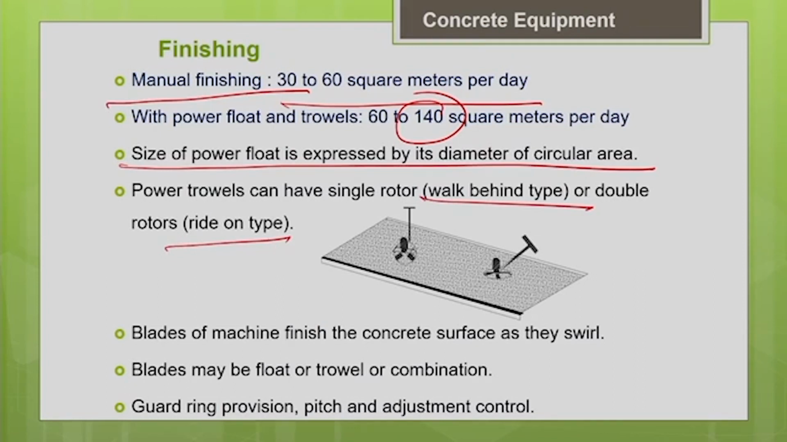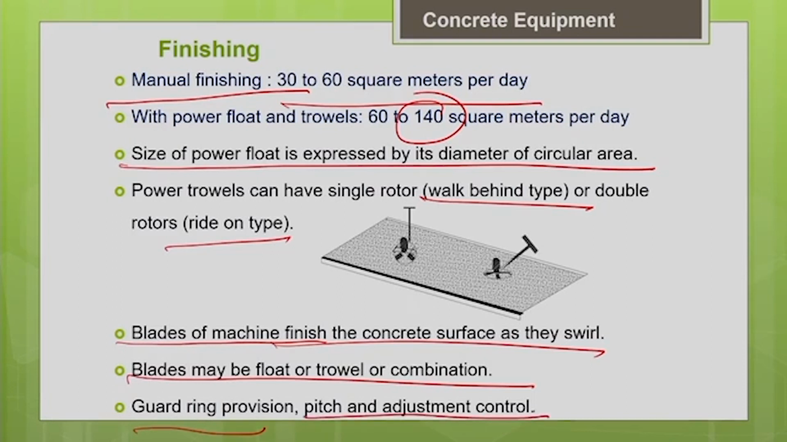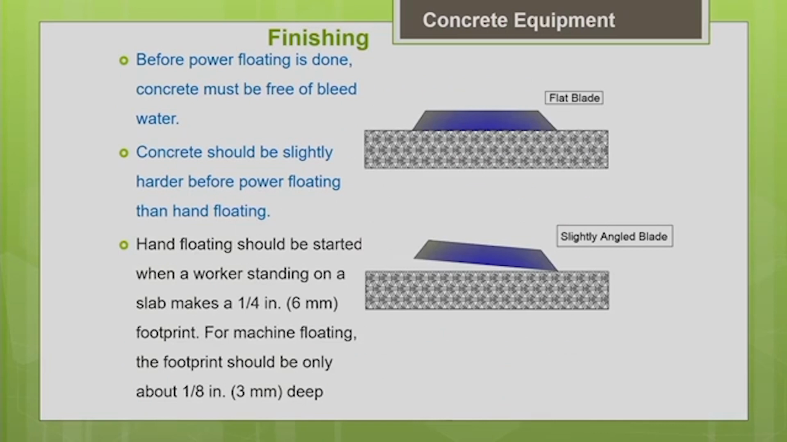Basically the blades will rotate, and these rotating blades help to finish the concrete surface. The same machine can be used for both floating as well as troweling, or there are also separate machines for floating and troweling. There is a guard ring provision and pitch adjustment control for changing the angle of the blade, so that you can change the angle of the blade for floating and troweling.